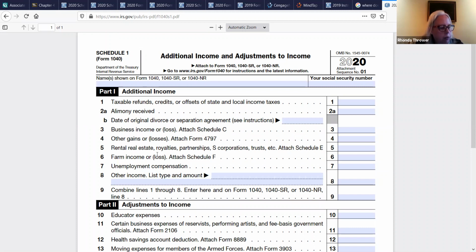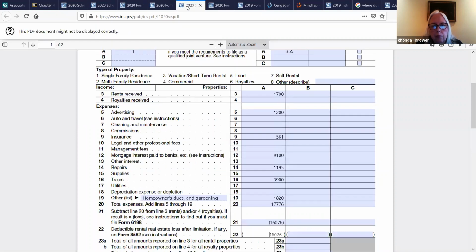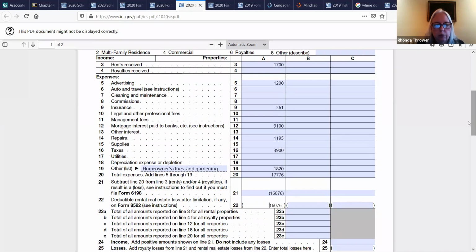And what we're going to have to do is look at Part 1 and go to line 5. This is where the rental real estate was going. You see here where it says to attach Schedule E. So technically I need Schedule E. So let me go back and see if I can find Schedule E. And here's the Schedule E that we were working on previously.